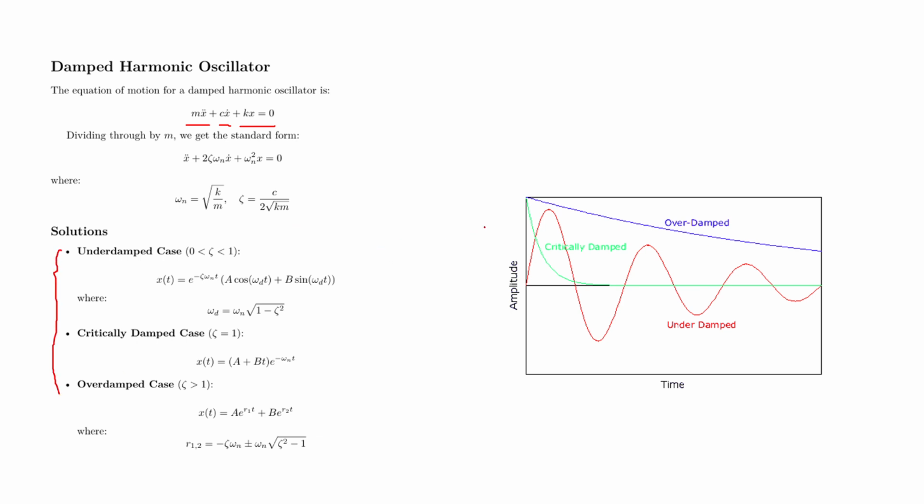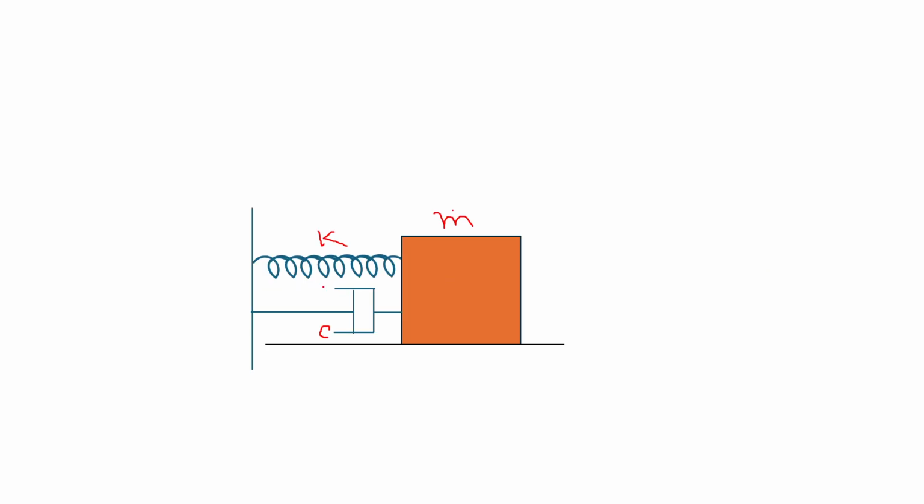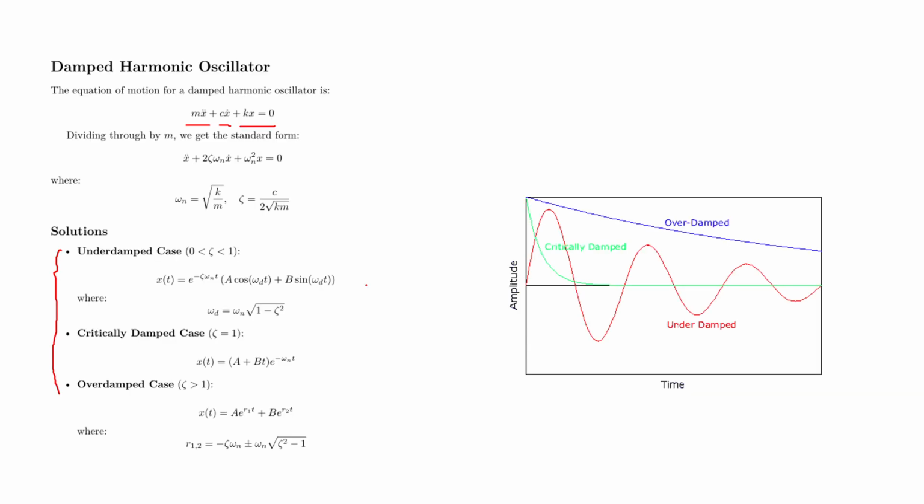In all the three cases, what is important is that the amplitude is gradually decreasing. This is the case of overdamped, this green line is critically damped and this red is underdamped. So in all the three cases, the amplitude is decreasing. The reason is that the damper is absorbing energy, so energy is gradually decreasing. So we can say that this c, which is our damping coefficient, is absorbing the energy.